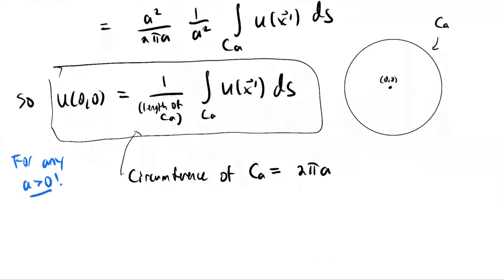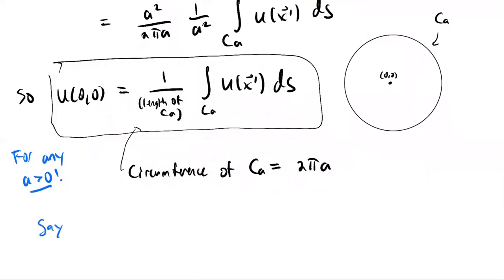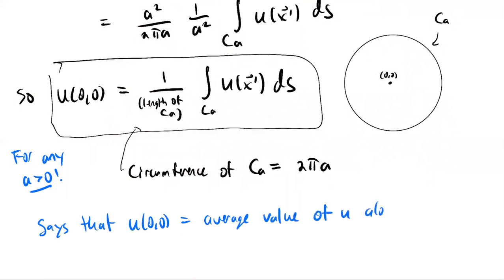And so what does this say? This says that u of 0, 0 is equal to, well, what do you get if you integrate a function on a domain and then you divide by the length of that domain? You get the average value. So this says that u at the origin is equal to the average value of u along any circle centered at the origin.